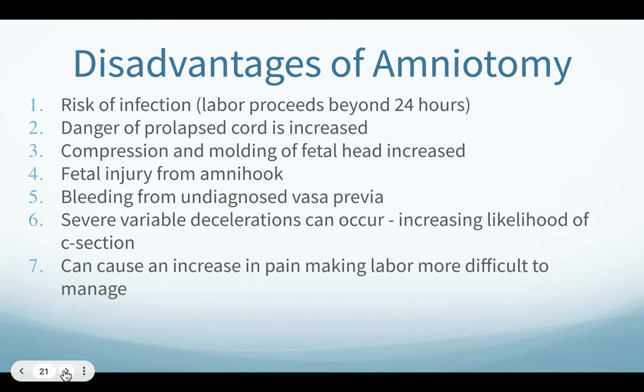Danger of the prolapsed cord is increased. Remember that with spontaneous rupture of membranes, everything's kind of rushing out. That baby does not have full engagement, so the cord is able to precede the head. Compression and molding has increased. Fetal injury from the amni hook if not done properly. Bleeding from undiagnosed vasa previa. And severe variable decelerations can occur, and that increases the likelihood of a C-section. And it can increase the pain, making labor more difficult to manage.